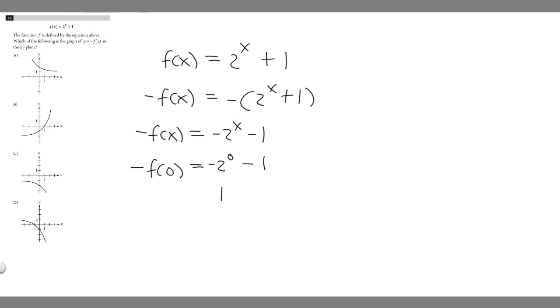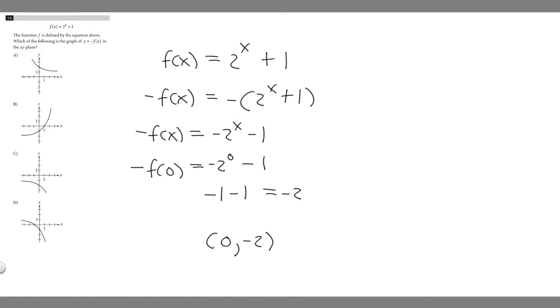And then we have this minus in front, so minus 1. And then we minus 1, right? Which is going to be minus 2. So when we plug in 0 for x, we get minus 2 for y. So this point, the line on our graph must go through it. So let's determine whether or not these go through it.